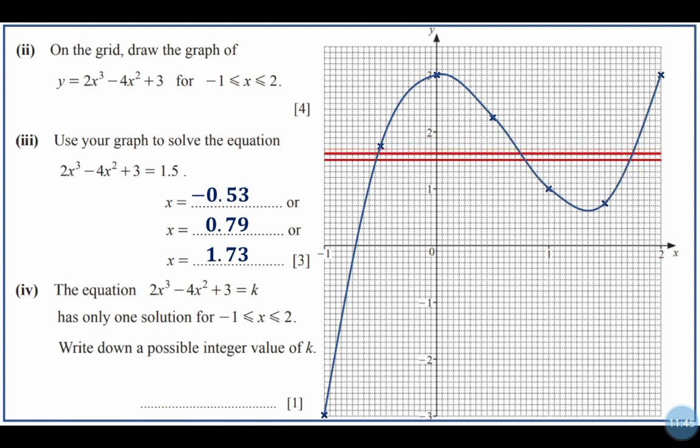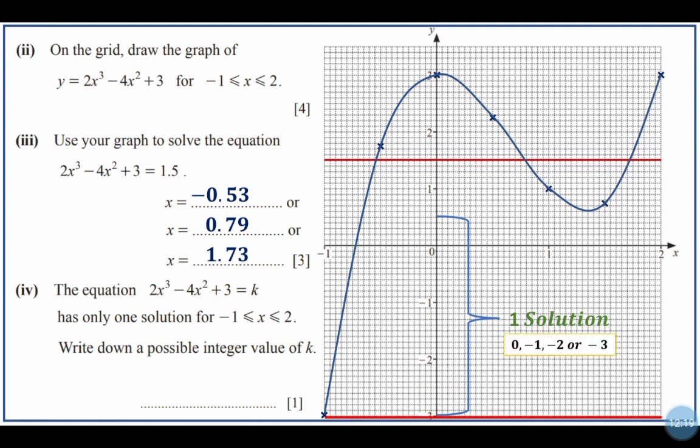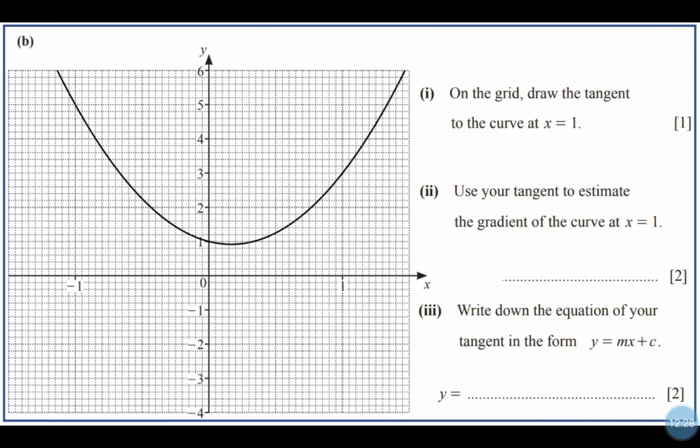After that, if I go down again, it will give me 2 solutions because I have this point and that point. So 2 solutions only. When I go down, it will only give me 1 solution. So lower than 1 or 0.5, I will get 0, negative 1, negative 2, or negative 3. So the possible answers that I can get are 0, negative 1, negative 2, and negative 3. There. Let's move on to question letter B.